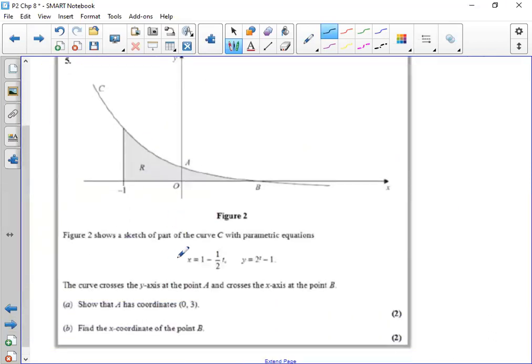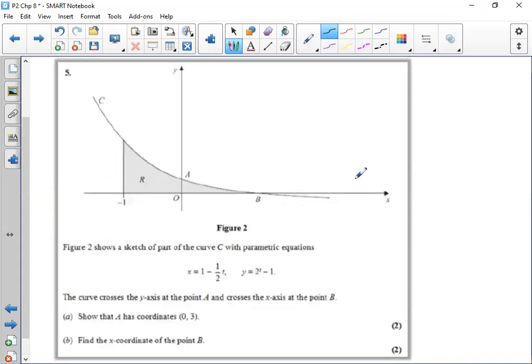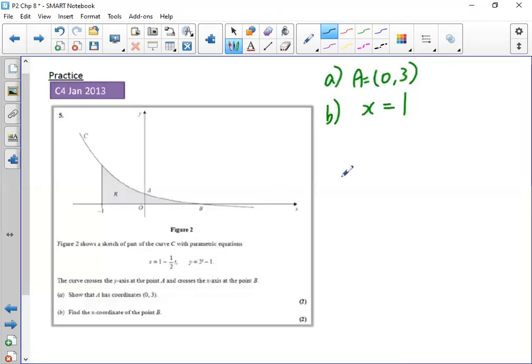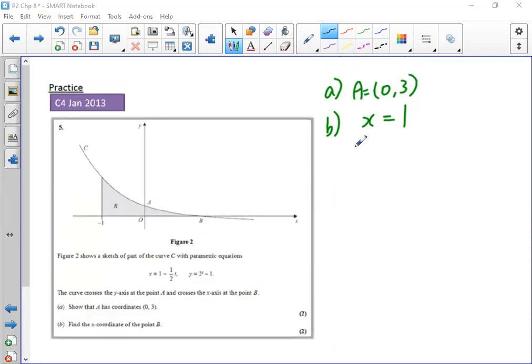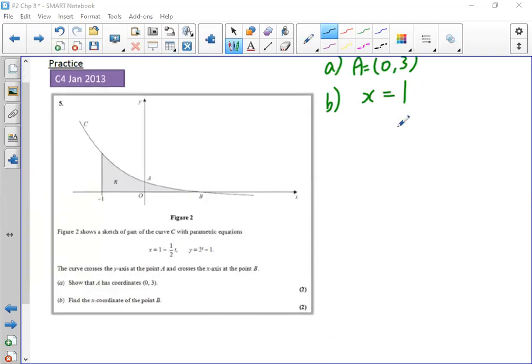Last but not least, a practice question. Pause the video, have a go at the question. When you're ready for the answer, you can press play. Here's the final answer: A is 0, 3, and in part B, x equals 1. If you got it right, well done, lesson over for you. If you didn't, let's go through why.